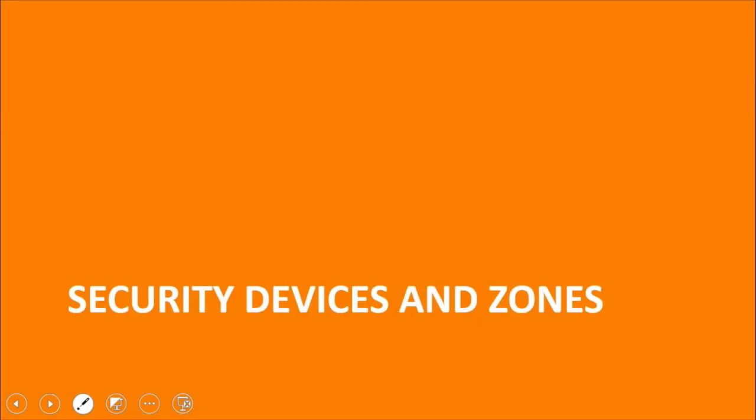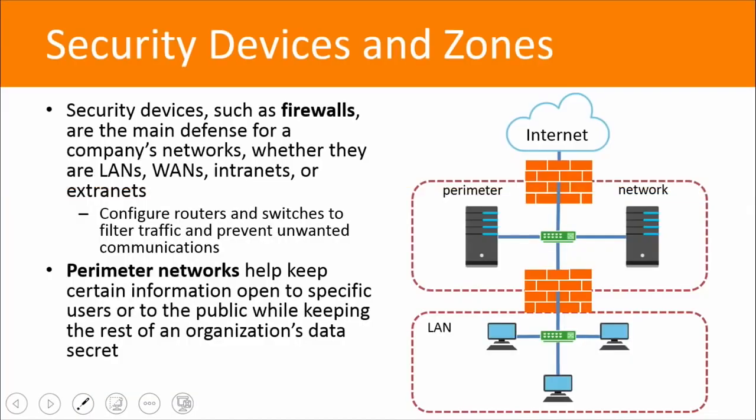All right. Lastly, we'll talk about security devices and zones. If we want to access these networks, we want to protect our data and make sure that it maintains its integrity and that other people aren't able to steal it and access it, we've got to make sure that we're set up to properly protect it. So to do that, we use security devices such as firewalls, right? They are the main defense for not just a company's network, but for any network, whether they're LANs, WANs, intranets, or extranets. We can also configure routers and switches to perform security functions like traffic filtering in order to prevent unwanted communications.